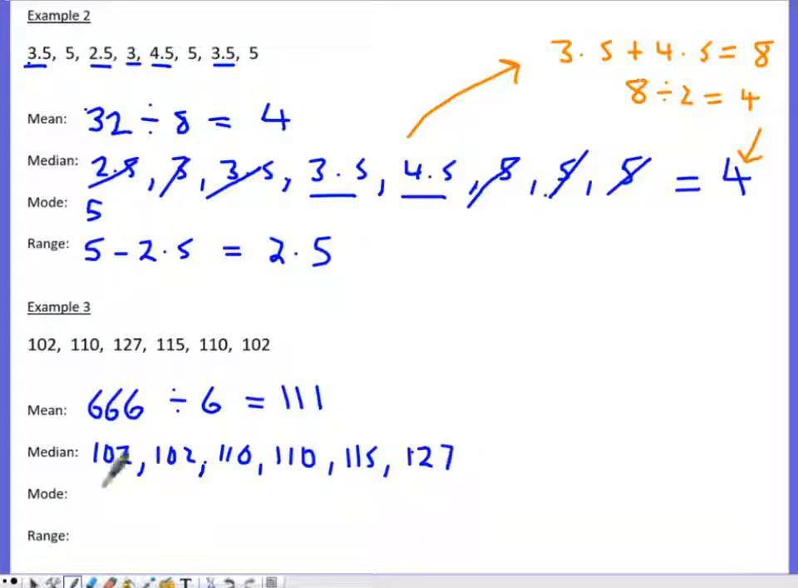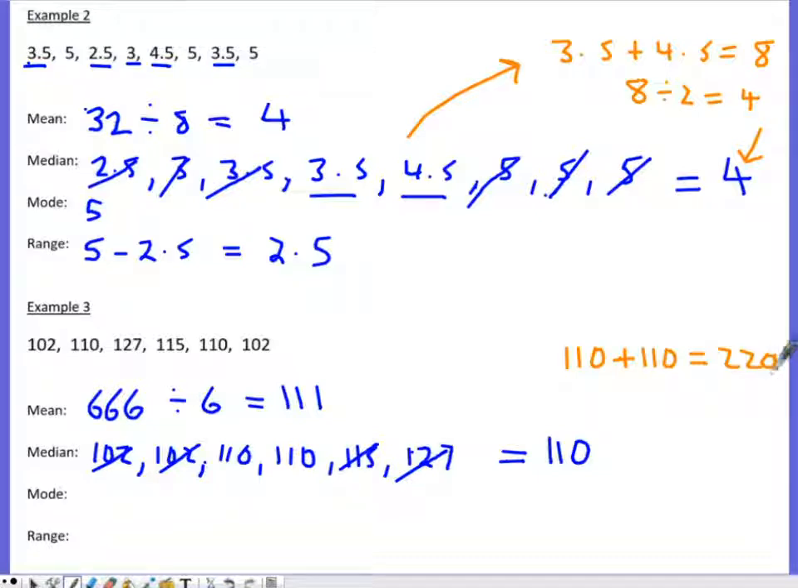Working our way into the middle. Again, we've got 2 numbers, so we need the middle of the middles. Now 110 and 110, the middle of that is 110. We could use the trick from earlier. We could have said add them together, and then divide it by 2, and we'd get 110.